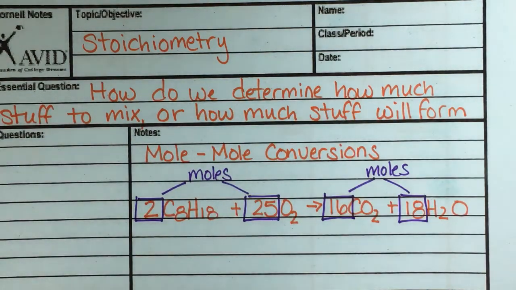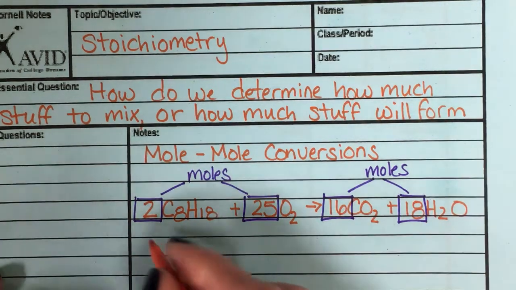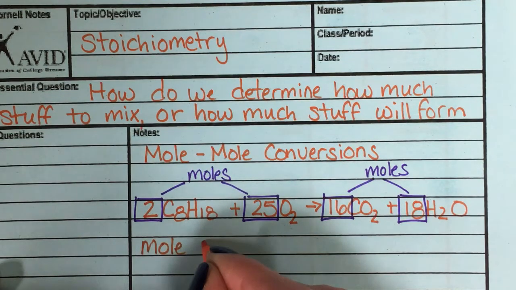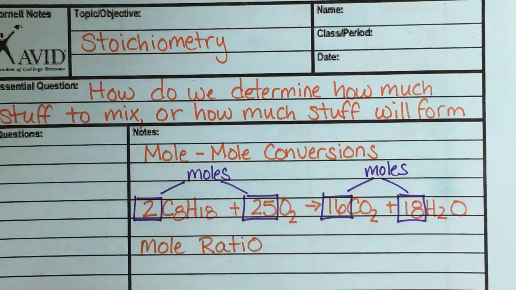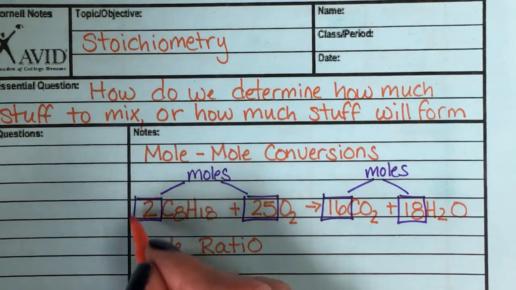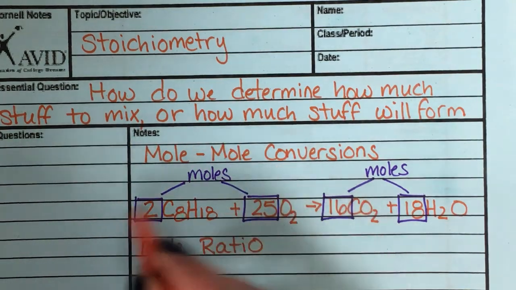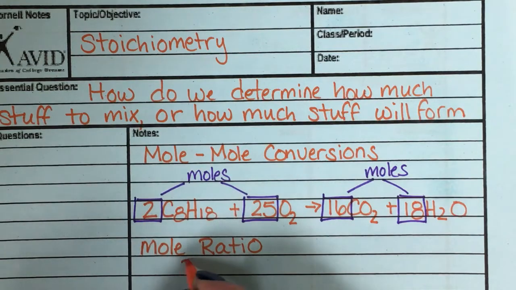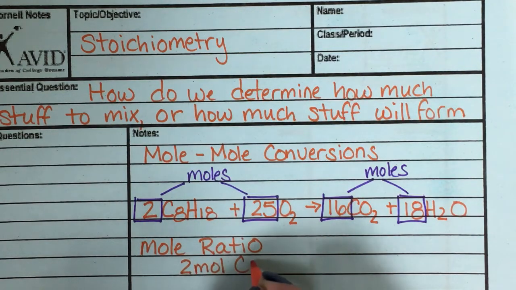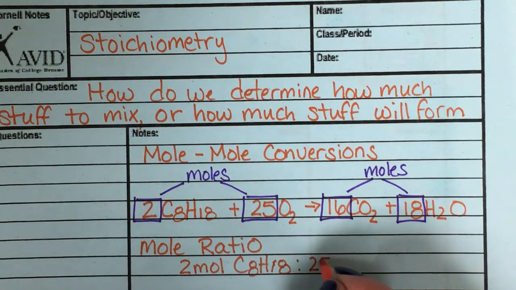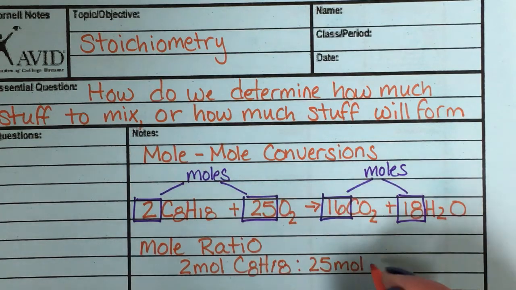And this is my chemical recipe. This tells me how things relate to each other. So it's going to allow me to change from one reactant to another. Okay? So here's how this works. We're going to talk about something called a mole ratio. Okay? So when we talk about a mole ratio, we're looking at the numbers in front. So I could say something like, I need 2 moles of C8H18 for every 25 moles of oxygen.